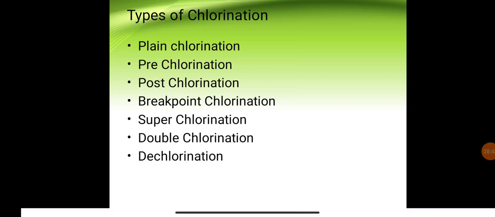During emergencies, we just add chlorine to the water. That is called plain chlorination. And the dosage of chlorine is about 0.5 mg per liter or more. And what is meant by pre-chlorination?